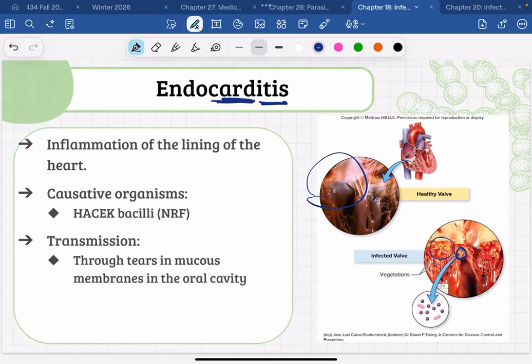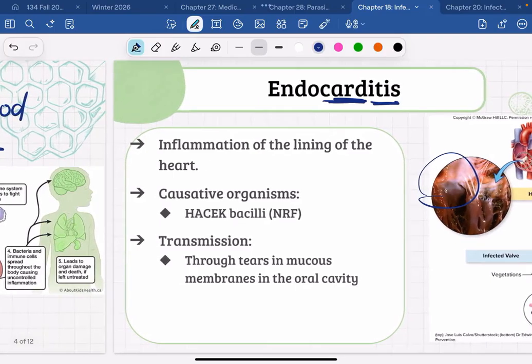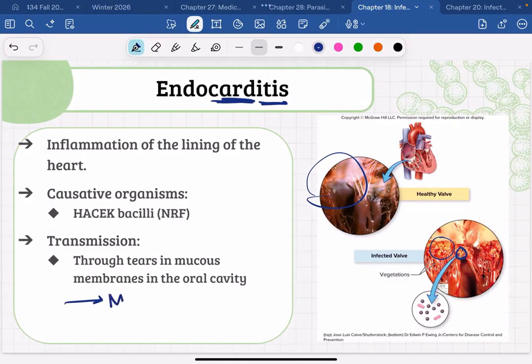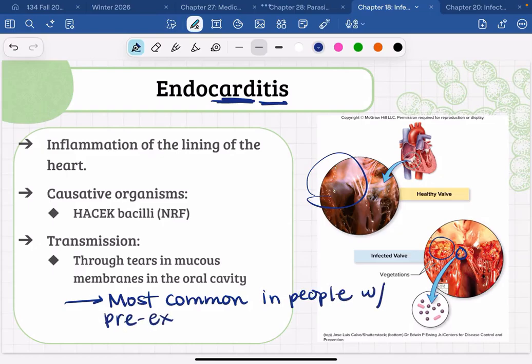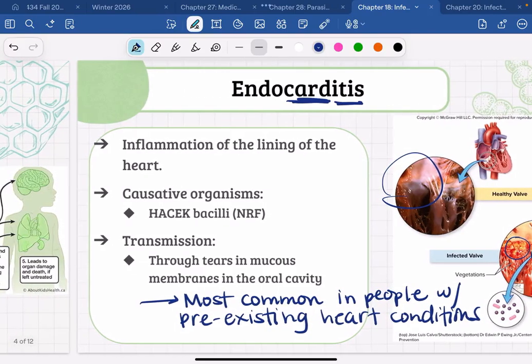Now, endocarditis is not a very common infection. It's pretty hard to get endocarditis. But there are a couple of risk factors that make it more likely. So transmission of endocarditis, we'll talk about that in a second, but it is most common in people with pre-existing heart conditions.